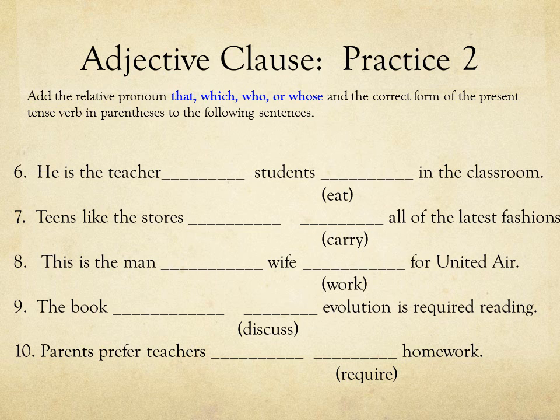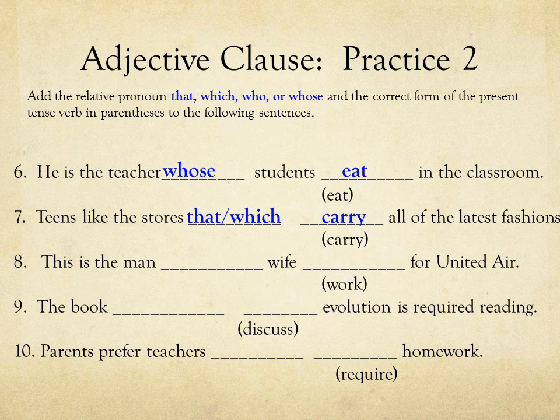Number 6, he is the teacher whose students eat in the classroom. Remember, eat does not have the S because this time it agrees with students, plural, not teacher, singular. Number 7, teens like the stores that or which carry all of the latest fashions.